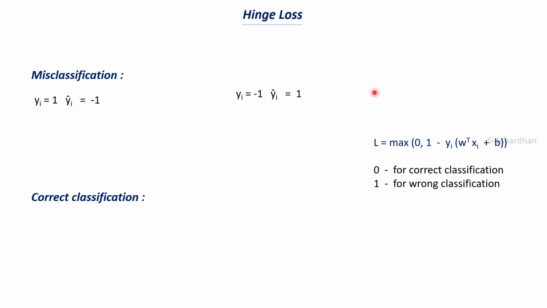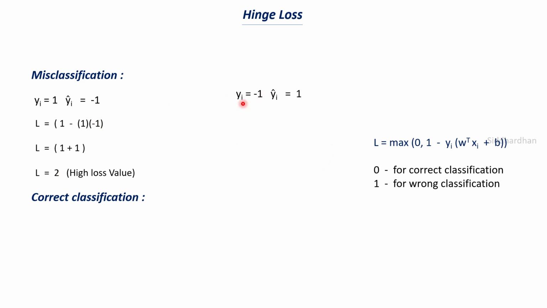So I'm going to substitute the values here. This is a misclassification, so the model is making a wrong classification. We will take this value as 1 and not 0, because 0 should be taken for correct classification, and hence we are taking 1. So I'm taking 1 minus yi into yi cap. Here yi is 1 and yi cap is minus 1. If you substitute it, you get 1 minus 1 into minus 1. A minus into minus is plus, so the loss function value is 2, which is a higher loss value.